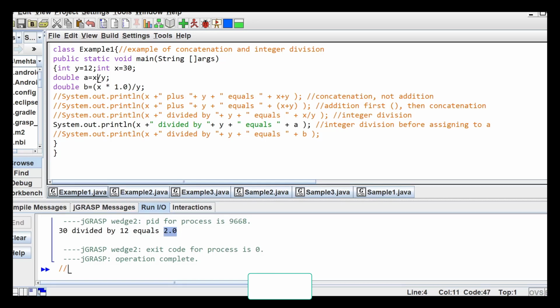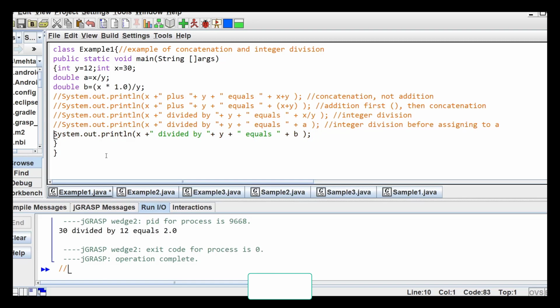So what happened here? On this line, I took an integer, I divided it by an integer, my result was an integer, it was 2, and I stored that in A, which was a double, so it's stored as 2.0, and then it output as 2.0. So obviously that's not the way to go.